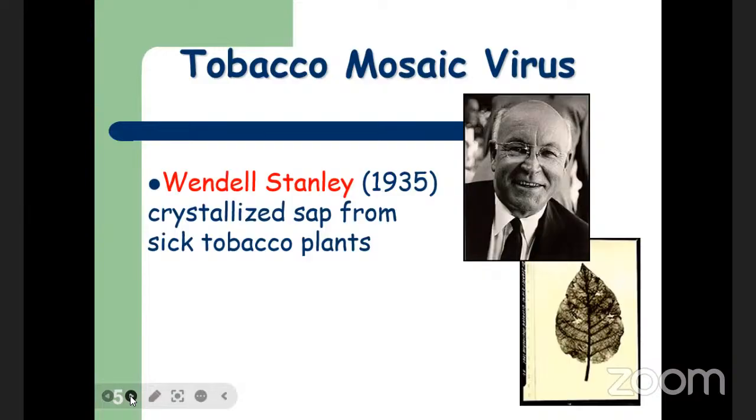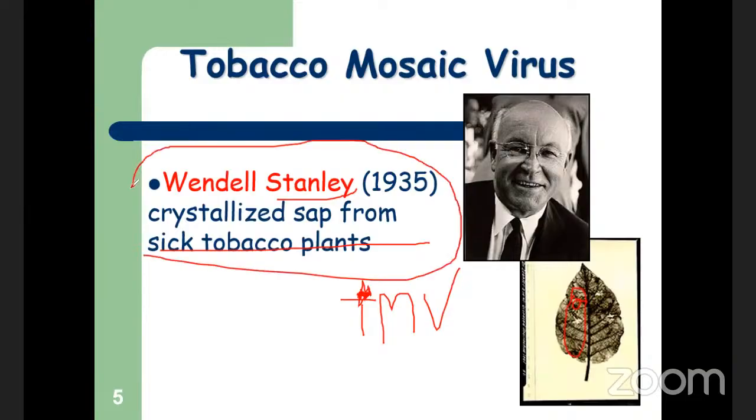We can crystallize it. Stanley crystallized the virus, making it a crystal, a stone-like structure, from the diseased tobacco plant. From the diseased tobacco plant, he crystallized the tobacco mosaic virus, TMV. The tobacco mosaic virus is the first crystallized virus.